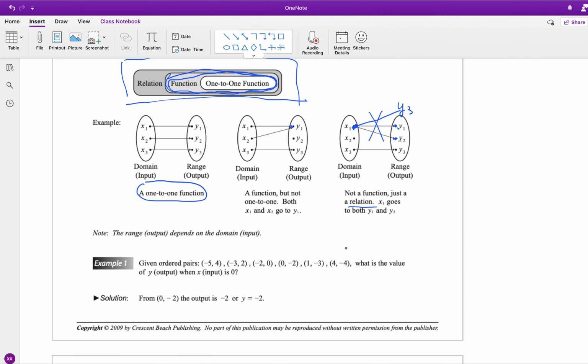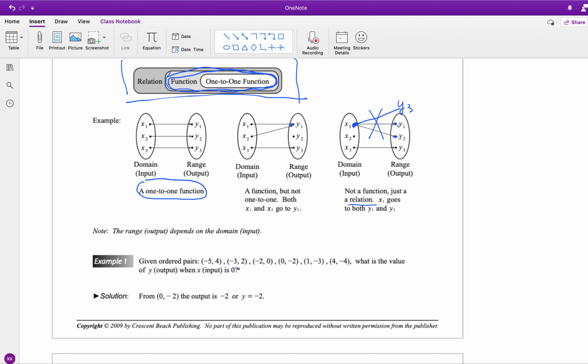All right, so here we go. It says this is a pair, x value, y value, x value, y value, and so on. What is the value of y when the x input is 0? Let's take a look here. x is -5, x is -3, x is -2. Okay, x is 0. When x is 0, what is the y? -2. I'll put -2. Done.